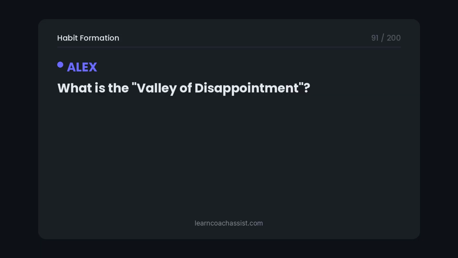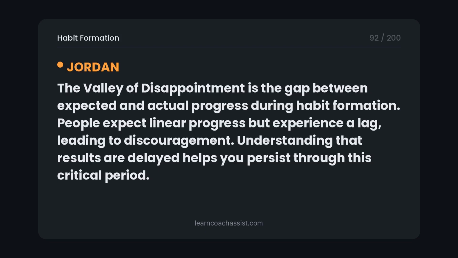What is the valley of disappointment? The valley of disappointment is the gap between expected and actual progress during habit formation. People expect linear progress but experience a lag, leading to discouragement. Understanding that results are delayed helps you persist through this critical period.